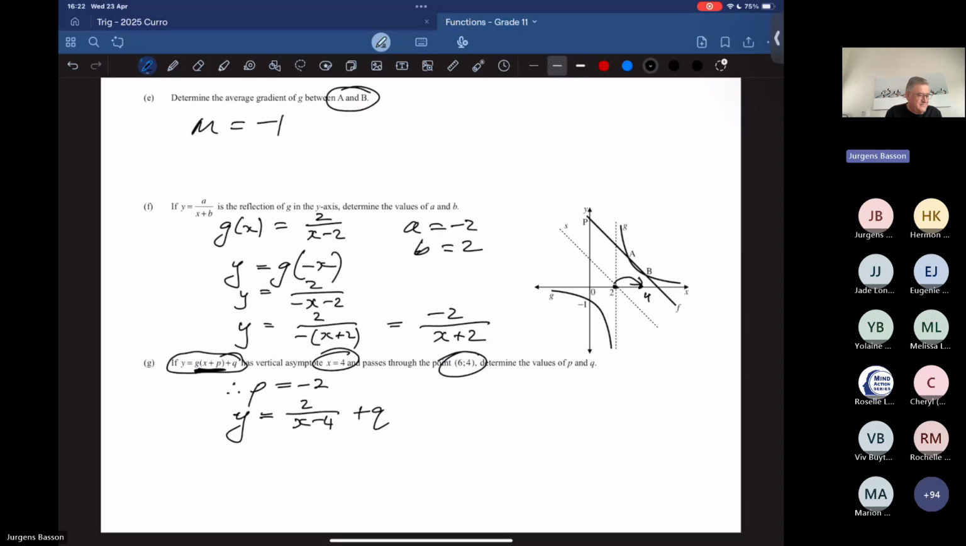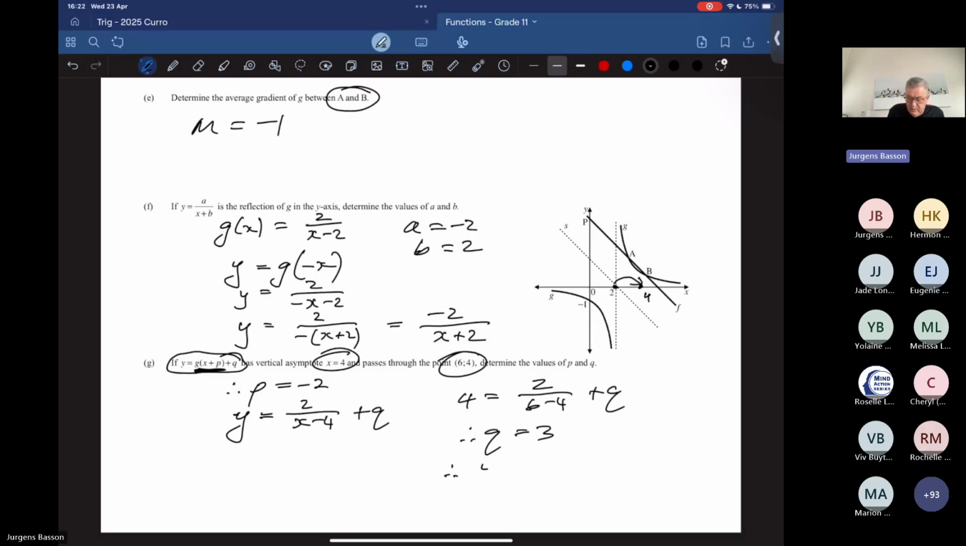And it was given. Quite easy. The point given to us is (6, 4). So we're going to say 4 is equal to 2 over x minus 4 plus q, but I didn't substitute that. So let me just fix that quickly. 4 is equal to 2 over 6 minus 4 plus q, because we want to solve for q. That is 6 minus 4 is 2, and 2 over 2 is 1. So it sounds to me like q will be 3.